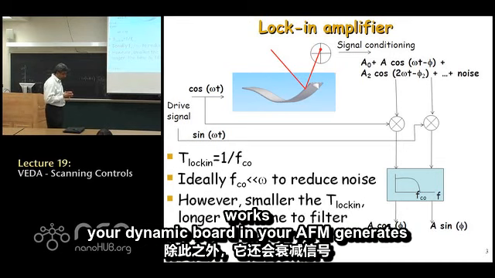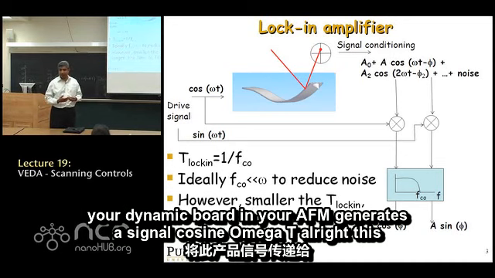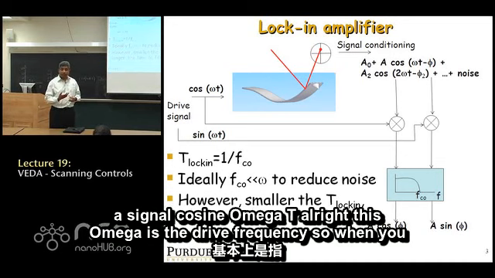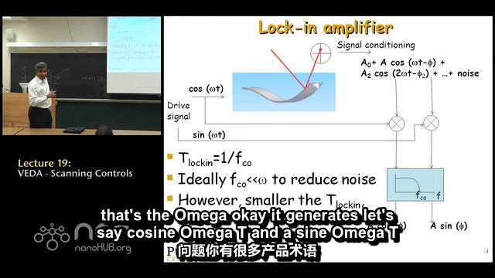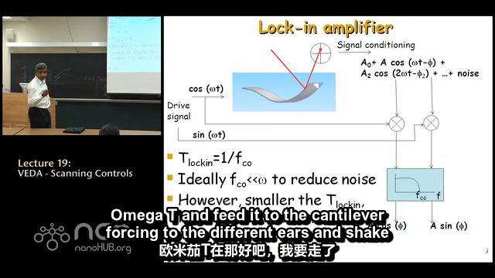Your dynamic board in your AFM generates a signal cosine omega t. All right, this omega is the drive frequency. So when you do a tuning and you choose a frequency, that's the omega. Okay, it generates, let's say, cosine omega t and sine omega t. What you do is you take the cosine omega t and feed it to the cantilever, forcing the dither piezo to shake it.